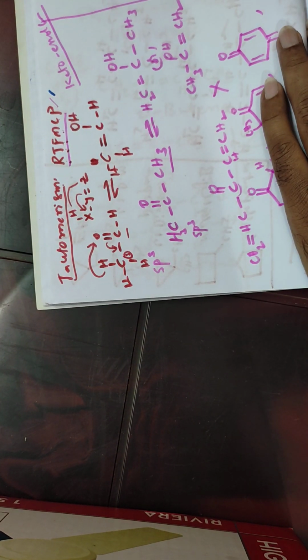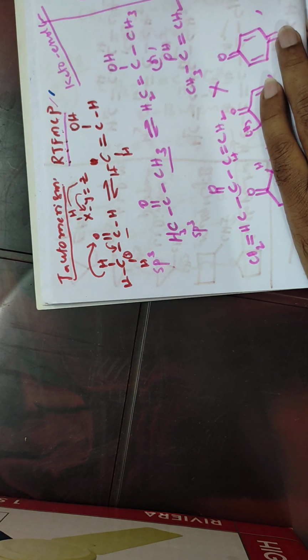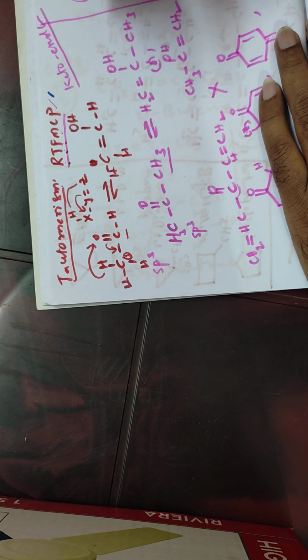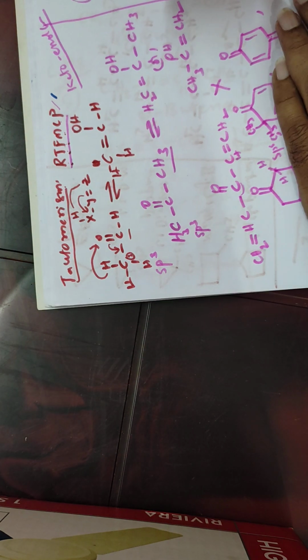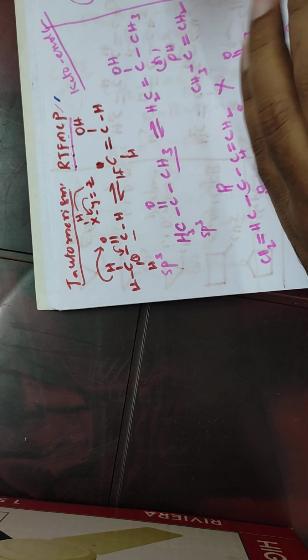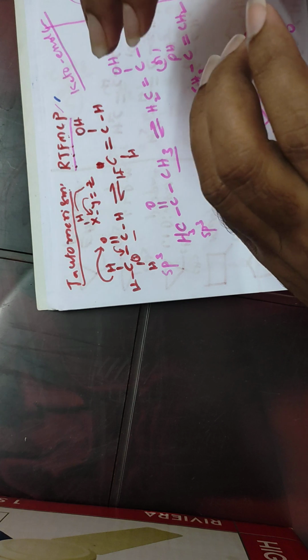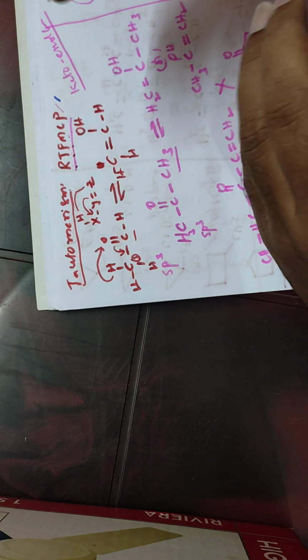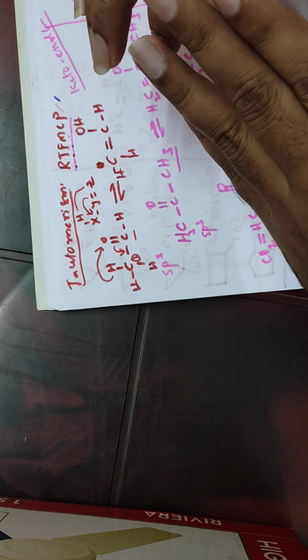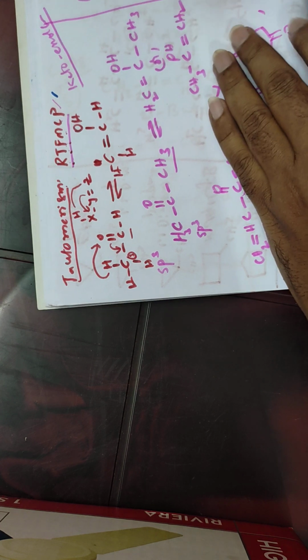Okay, now we will discuss tautomerism. What is tautomerism? What are tautomers? If a monovalent atom in the molecule or compound oscillates between two polyvalent atoms, then this type of isomers will be formed. These isomers are called tautoisomers or tautomers. This phenomenon is called tautomerism.